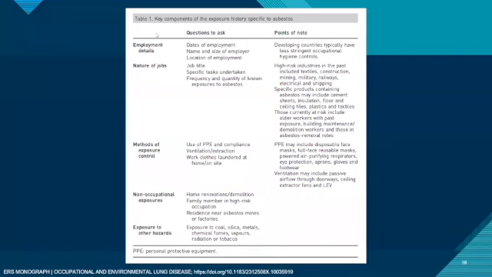Then also non-occupational exposure. So this is something we mustn't forget about. So home renovations, was a family member in a high-risk occupation, or did the patient reside near an asbestos mine or factory? And then exposure to other hazards also.